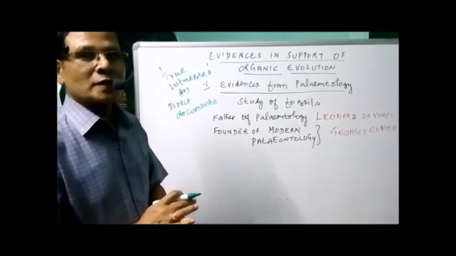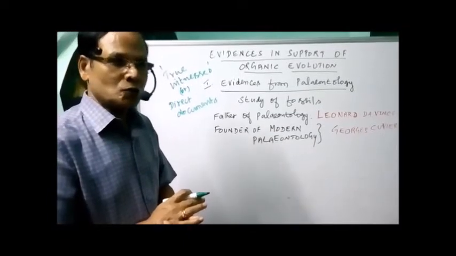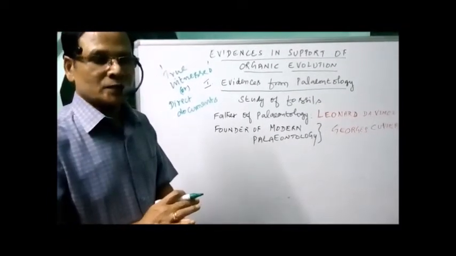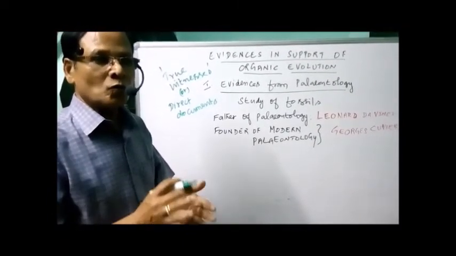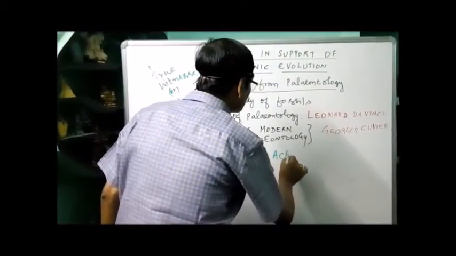Now, what are the types of fossils? There are three different types of fossils. One, actual remains. Two, petrification. The third one, molds and casts. Number one, actual remains.